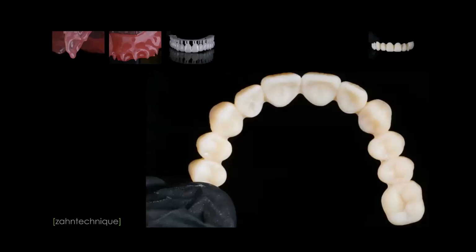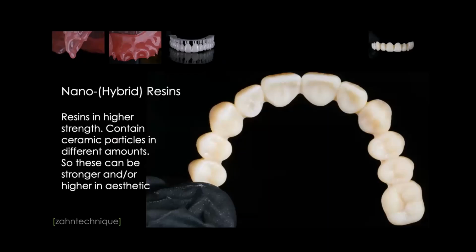Now new resins are coming, like this one here, for example. We call them nano resins or hybrid resins. They're really cool because they're really strong, higher in strength, right? And they contain ceramic particles in their resin mixture. Some people will say, well, it's a printable ceramic. I personally don't like that, because for me, as long as the resin is in the mix, it's not a ceramic, right?